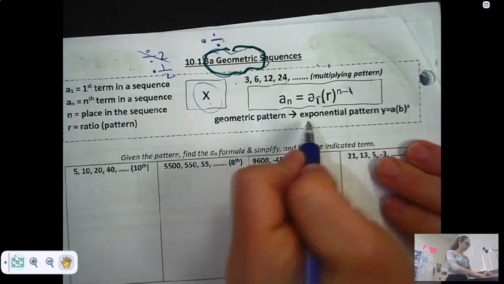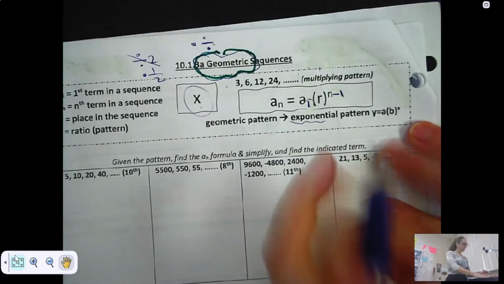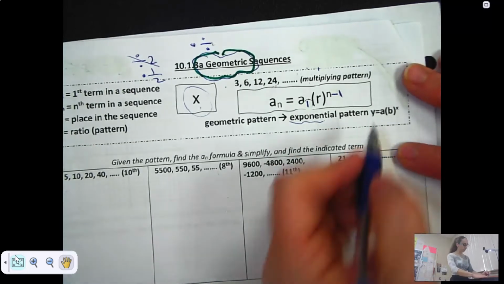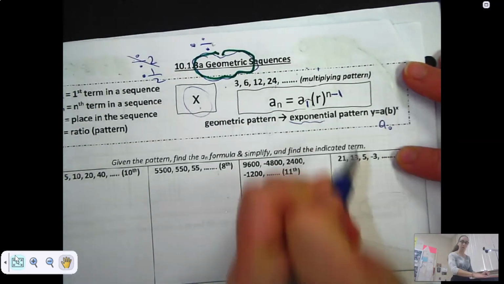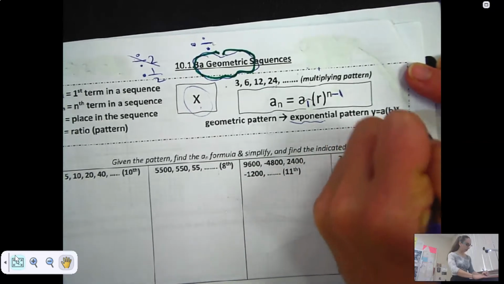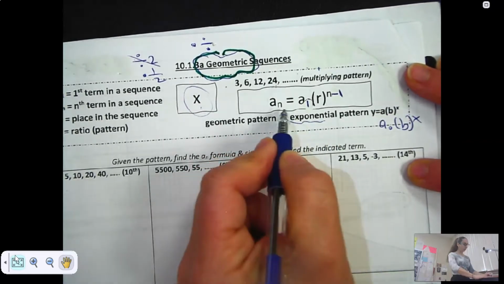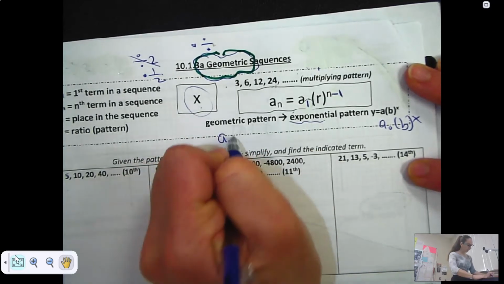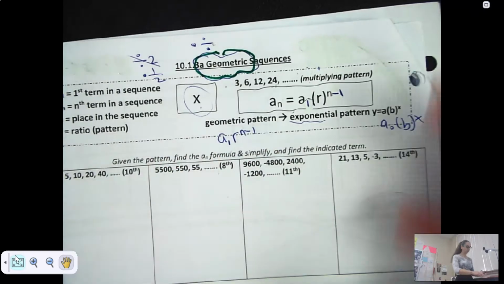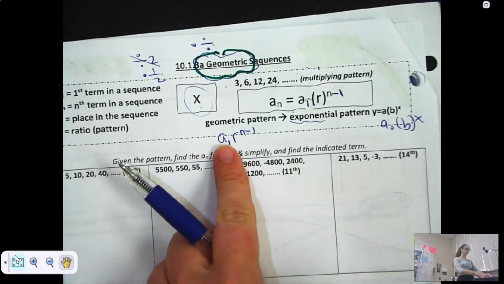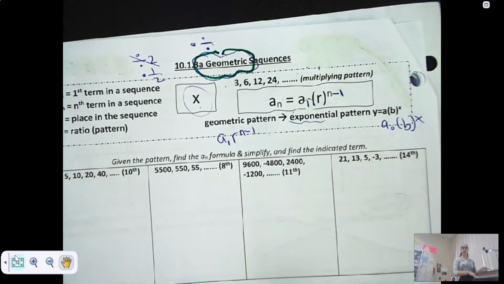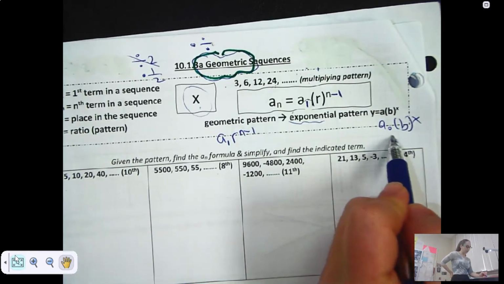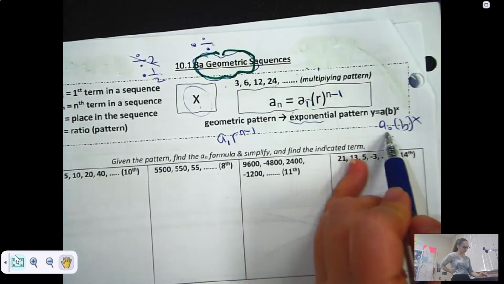Now that actually should remind you of an exponential pattern because it's y equals a b to the x. They have similarities. The difference is here, it's kind of like you're taking the 0 term and the pattern to the x. Where in a geometric pattern, you're taking the first term and then the pattern to the n-1. So just like it was with arithmetic, they asked for the first term in the pattern, and then slope-intercept was 0 term and the pattern. Same thing, exponential, 0 term and pattern.